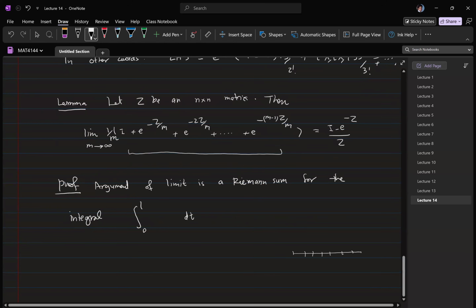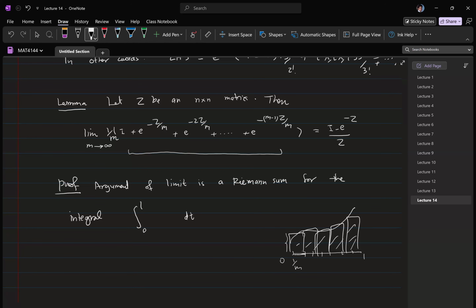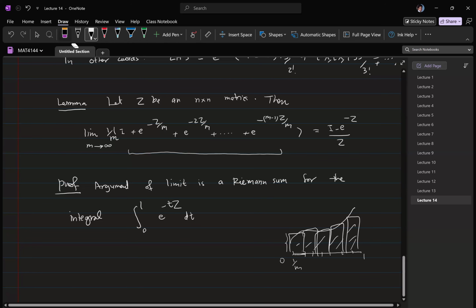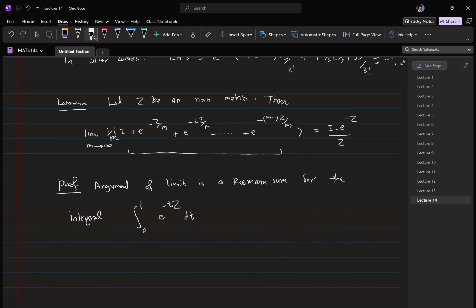You remember what the Riemann sum is for an integral? You make these rectangles, and the area under the graph is just the sum of the areas of the rectangles. And what is the rectangle? The width is 1 over m, because the interval is from 0 to 1, subdivided into m equal parts, and the height is the value of the function, f of 1 over m, f of 2 over m, something like this. So what is the function then? Exactly, it's e to the minus tZ. Okay, so it's the Riemann sum of this integral. Therefore, the limit should be just the value of this matrix integral.